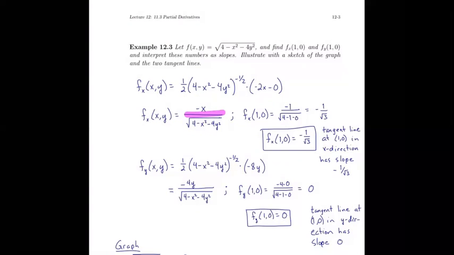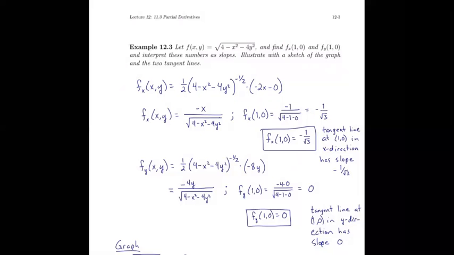Now, at the point 1, 0, what we're actually asked for in the problem, we will just evaluate this by plugging in these values for x and y. Plug in a 1 for x, a 0 for y, and we arrive at negative 1 over root 3.